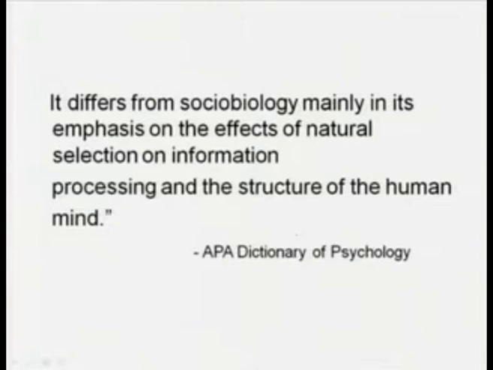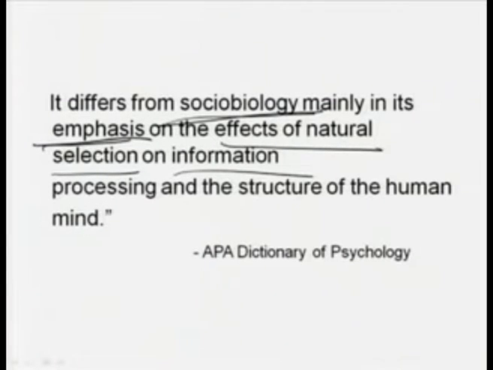So, we again look at the dictionary of psychology. We talked about E.O. Wilson and sociobiology, and I said that sociobiology is different from evolutionary psychology. Now, as given to us by the APA dictionary of psychology, the difference is this. Evolutionary psychology differs from sociobiology mainly in its emphasis, right? Emphasis on the effects of natural selection on information processing and the structure of the human mind. Now look at this.